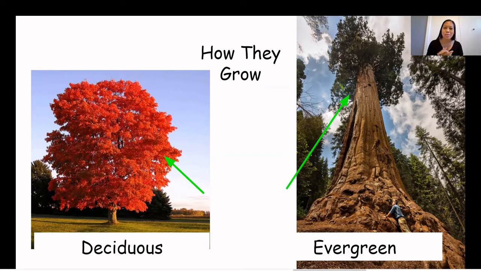Those are the differences that I thought would be neat to share. Thank you so much for coming to learn about evergreens and deciduous, our fall trees with the beautiful colors, and then our evergreens with the leaves that they don't change, and they don't fall off other than to replace the leaves.